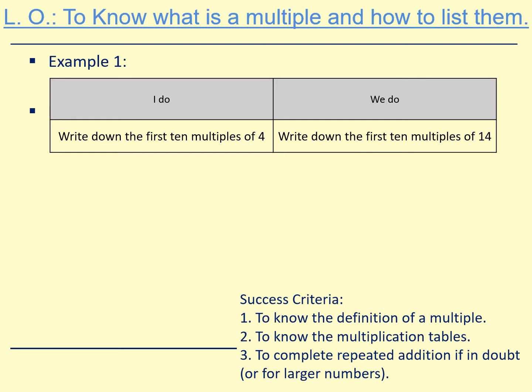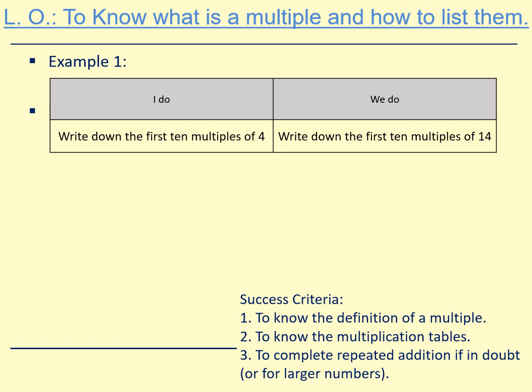Multiples of a number are numbers from that number's times tables. Sounds a bit more complicated, too complicated. So let's understand what a multiple is through an example.